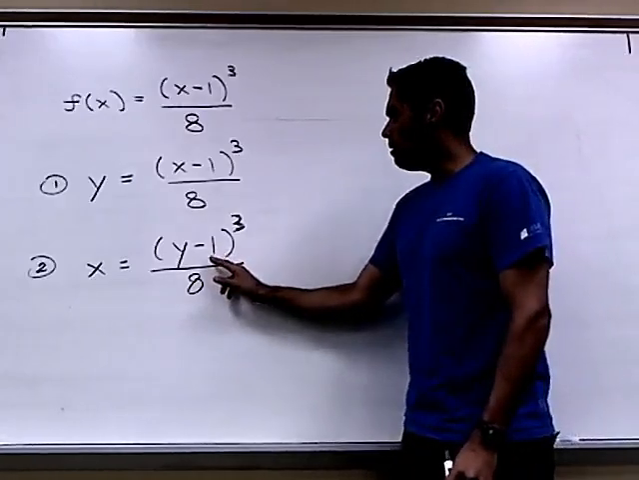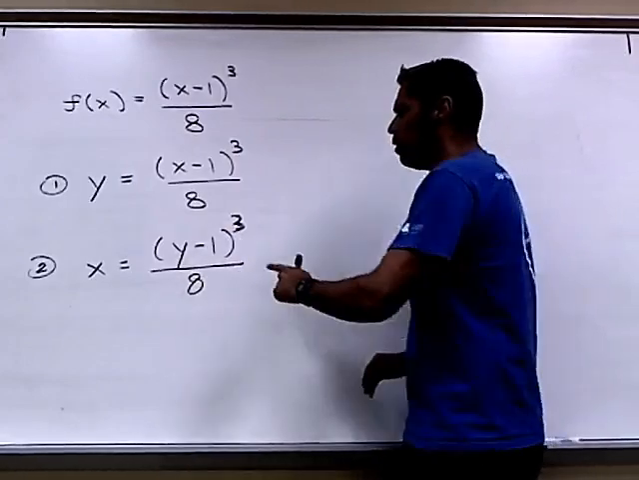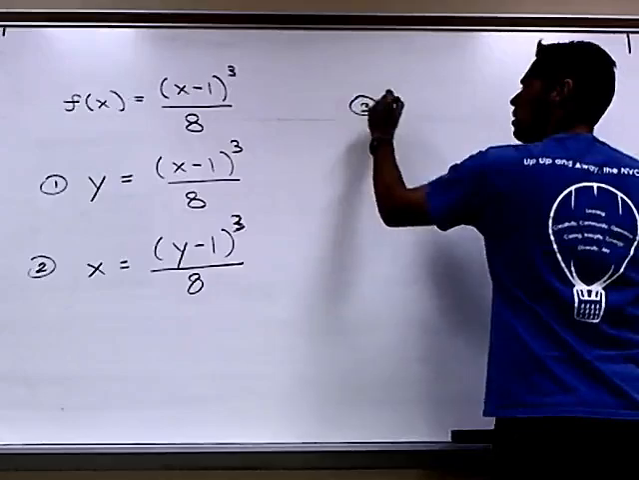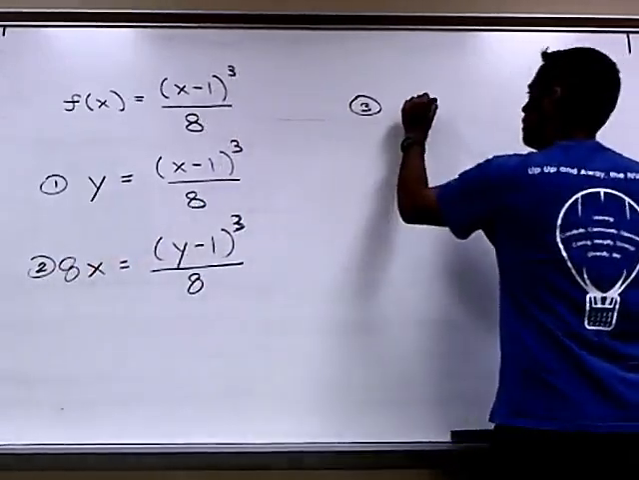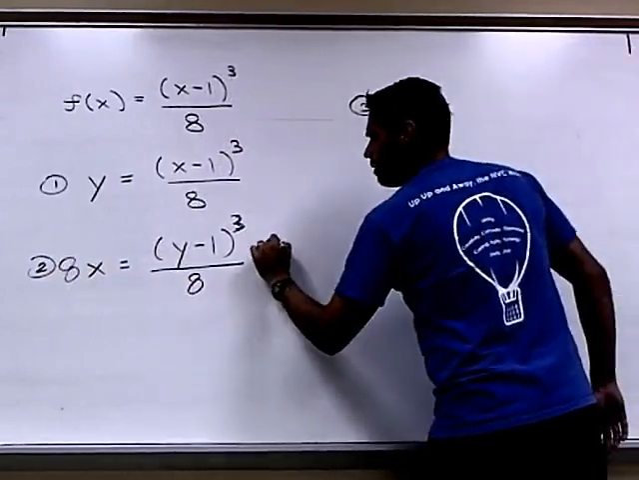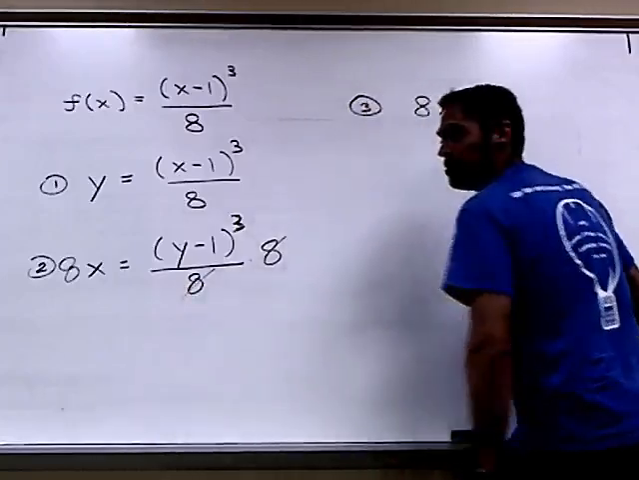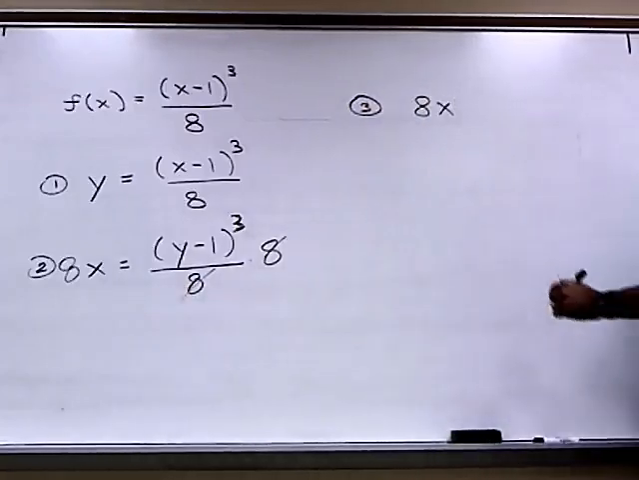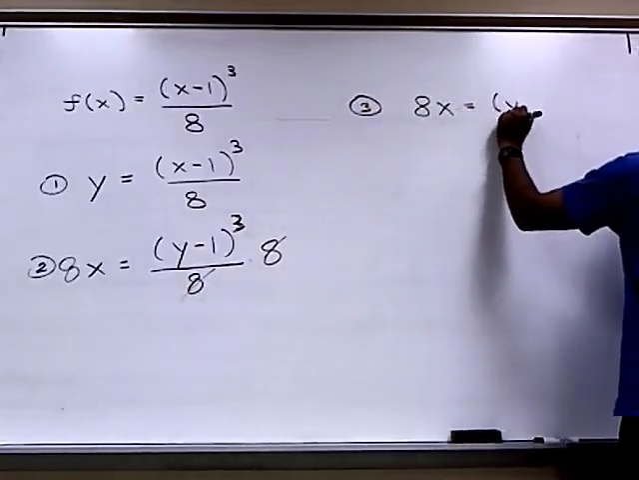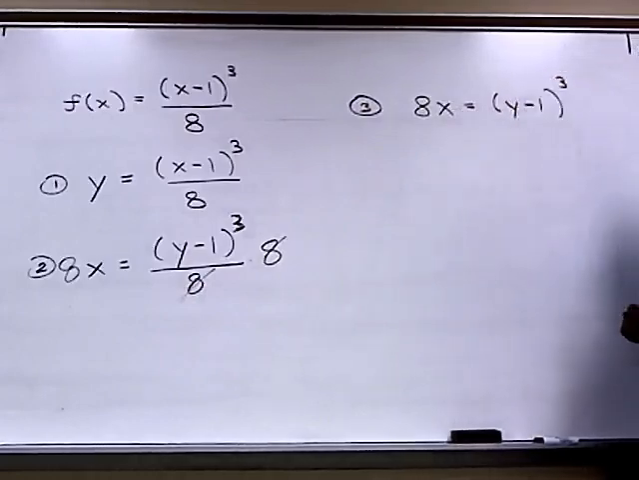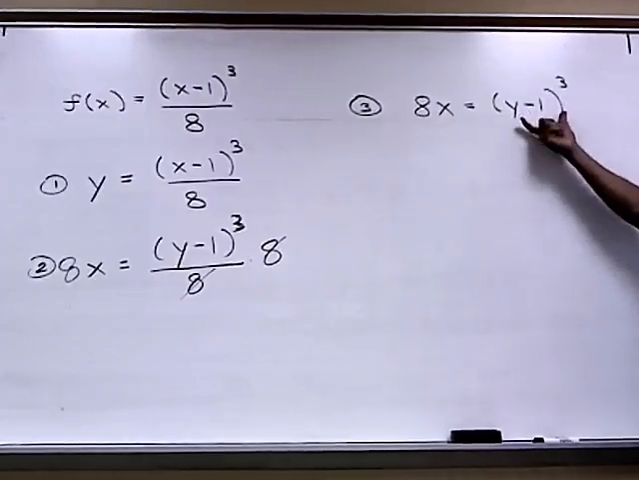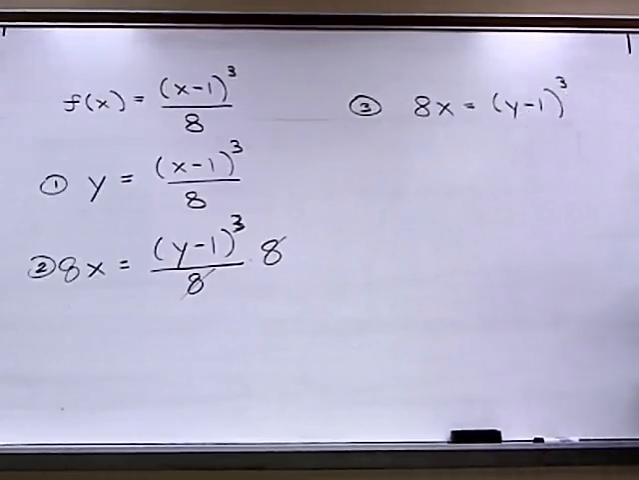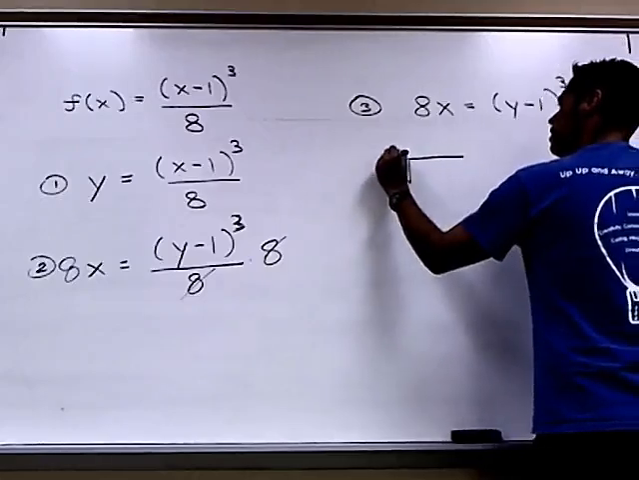So I have a fraction here. I'm going to clear the fraction by multiplying 8 on both sides. When I multiply 8 over here, I get 8x. When I multiply 8 over here, it cancels out. So I get y minus 1 cubed. And now I need to get rid of that cube because y is trapped inside this parentheses. So I need to get the cube out of there, so I cube root both sides.